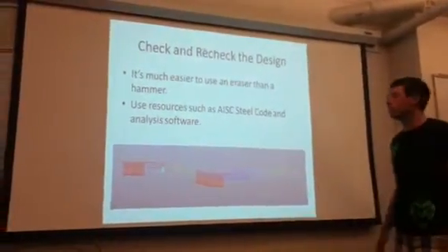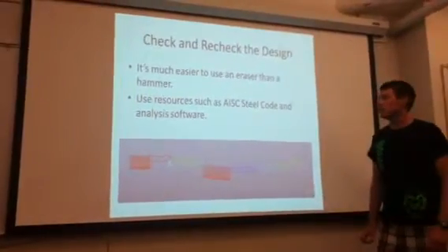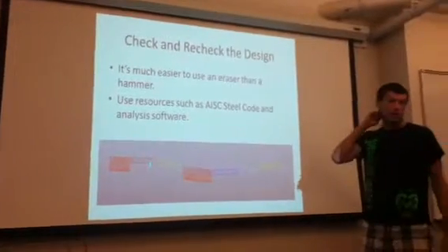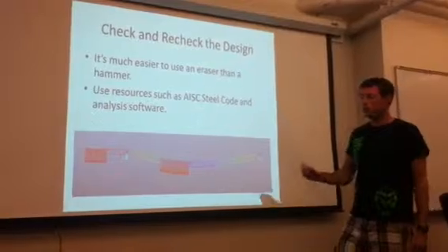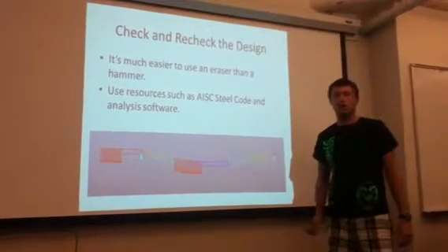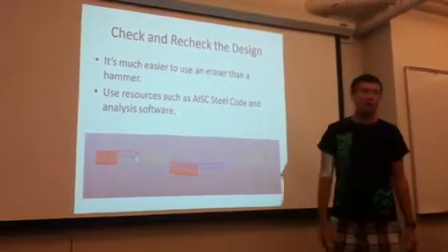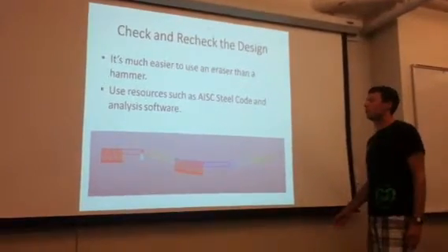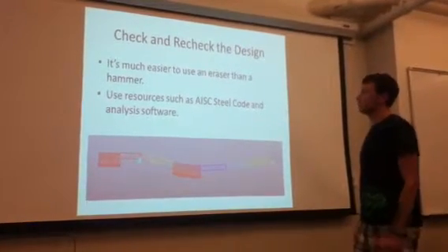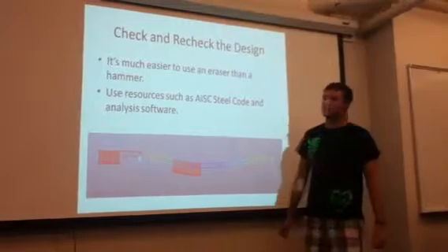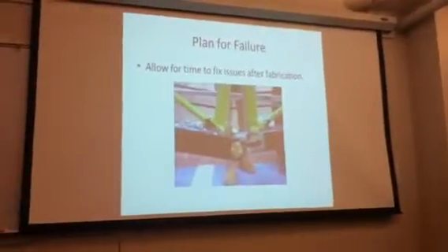The next important part is to check and recheck the design. This previous year, we realized that part of the rules involved an end cap on our bridge, which we did not have. This required us to fabricate it on later, which could have been avoided had we been more dedicated to analyzing the rules. After all, it is much easier to use an eraser rather than a hammer later on.